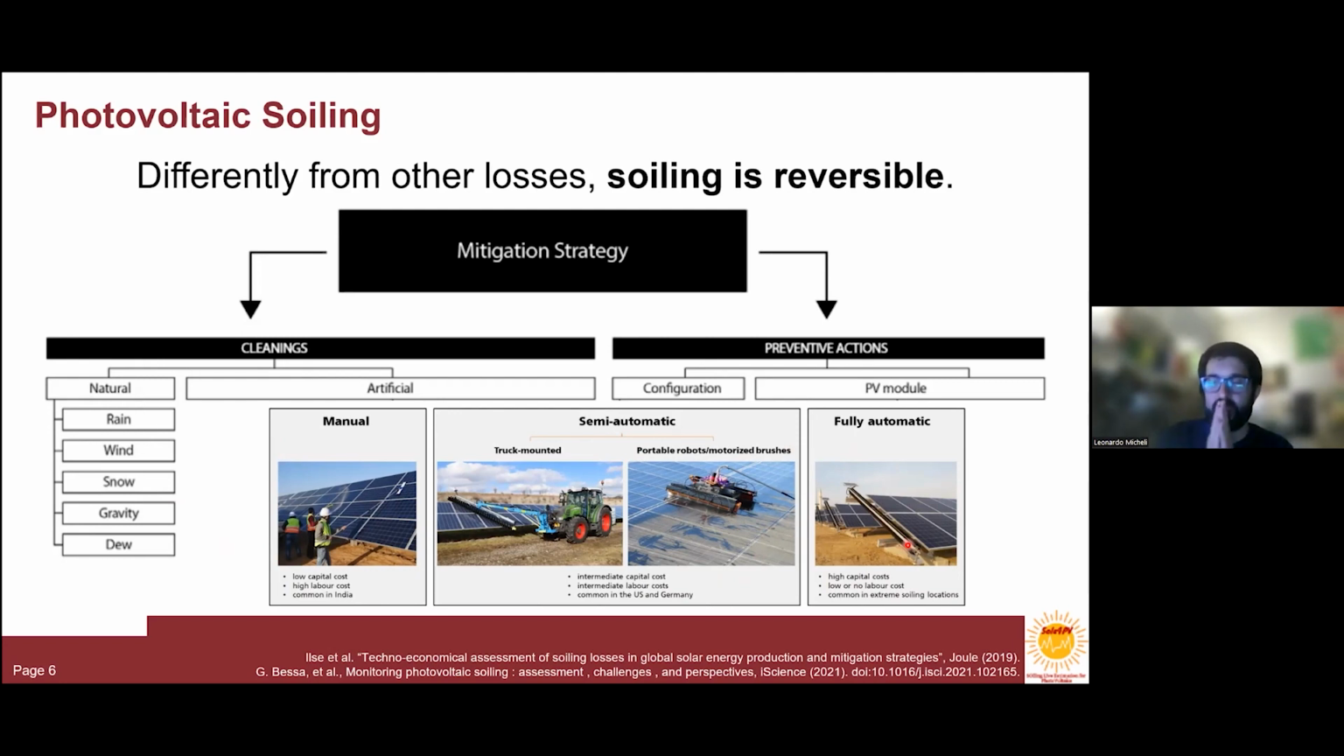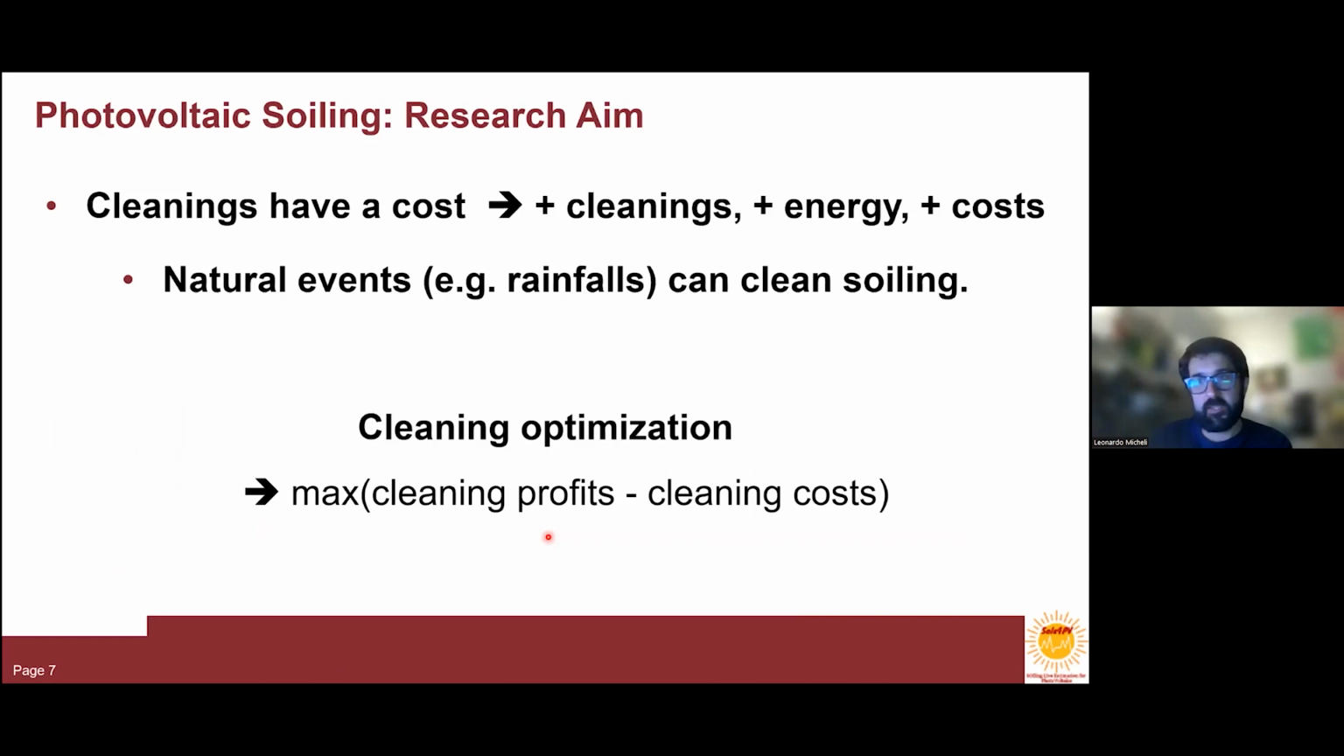However, independently of the technology, there are always costs associated with this type of cleaning. That can be, for example, the cost of human labor, the cost of electricity to move the robot, the cost of fuel for a tractor, or the cost of water needed for cleaning. So typically, any type of cleaning that is made by an operation and maintenance team will come with a cost.